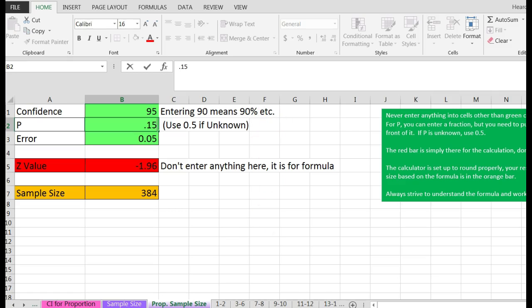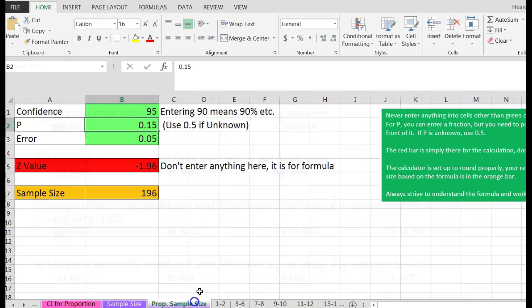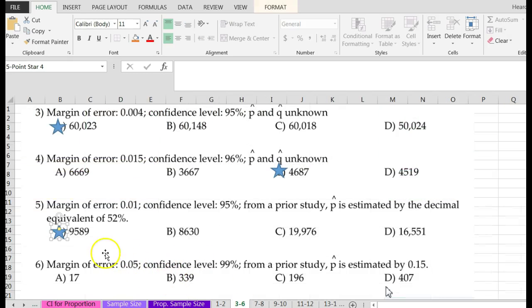The P was 0.15. Confidence level, doggone it, I forgot. What did they want on the confidence level? 99%, so I'm going to make this 99%. Bazinga, I need 339. Error, 0.05. P, 0.15. Confidence, 99%, so my answer is 339. Let's see if that's a possibility. Bang! Choice B. And we nailed it!